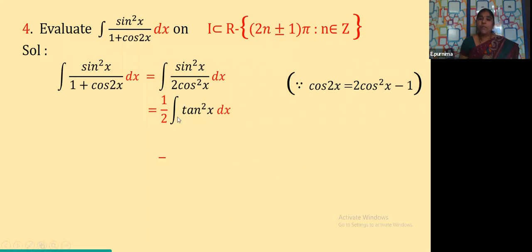But here we don't have a formula for tan square x. Yes, we have an integral formula for secant square x, but we don't have one for tan square x. So what you should do here is change tan square x to secant square x. It should be represented in terms of secant square x. How do you do that? Let us see. 1 by 2 into secant square x minus 1 into dx. Integral of secant square x minus 1 into dx.